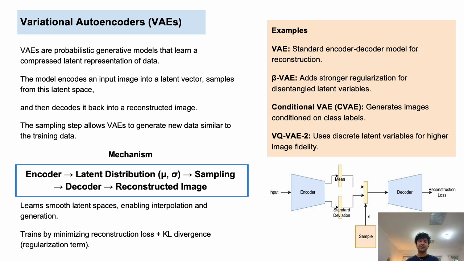What it essentially does is encode an input image into a latent vector, then sample from this latent space of vectors and decode it back. There are multiple different types of them. So the standard VAE along with the conditional VAE, which generates images conditioned on class labels. These are the two that I'd be fairly looking at. The training happens by minimizing the reconstruction loss and the KL divergence as well. It's a regularization term involved.